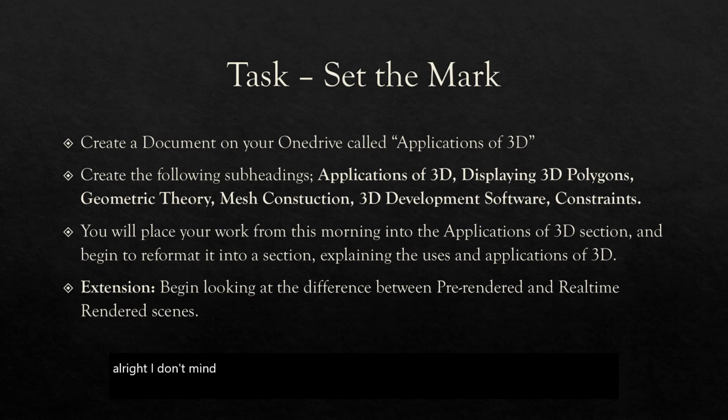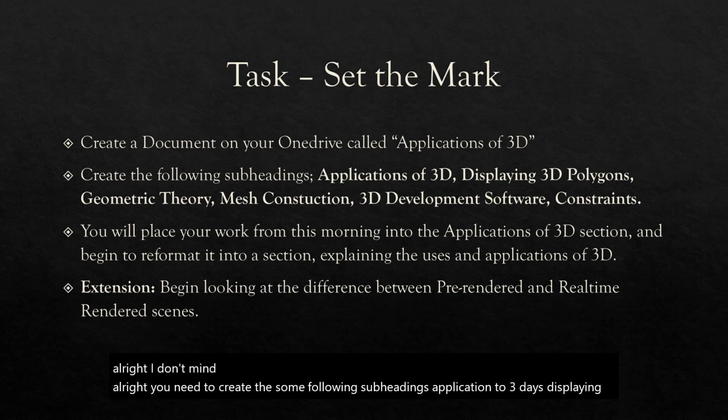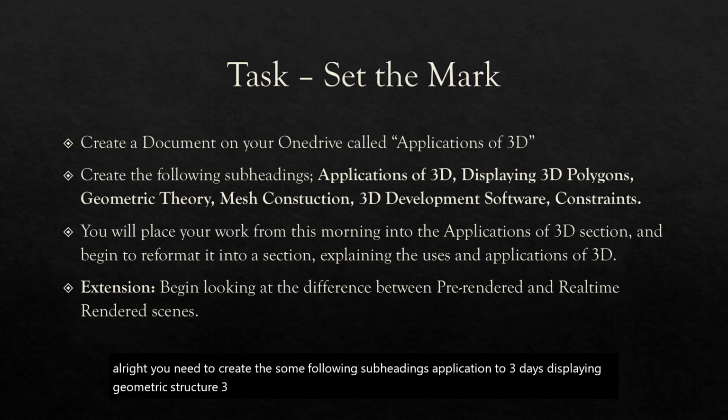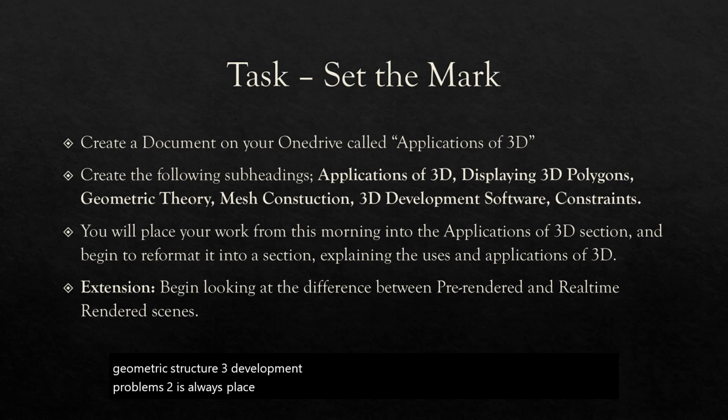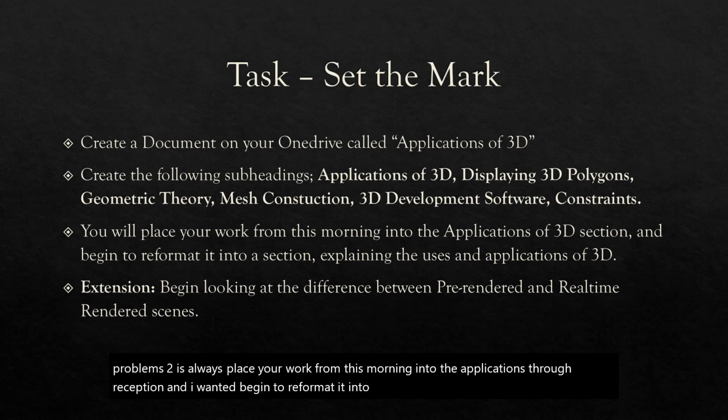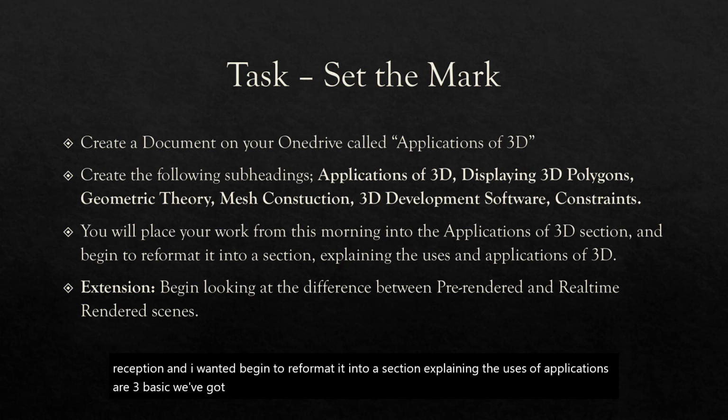You need to create the following subheadings: Applications of 3D, displaying 3D polygons, geometric theory, mesh construction, 3D development software, and constraints. I want you to place your work from this morning into the Applications of 3D section, and begin to reformat it into a section explaining the uses and applications of 3D. So you've got some examples. Now I need you to structure it into a paragraph, something useful.